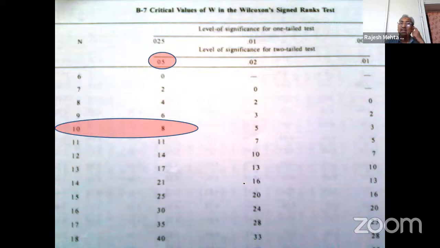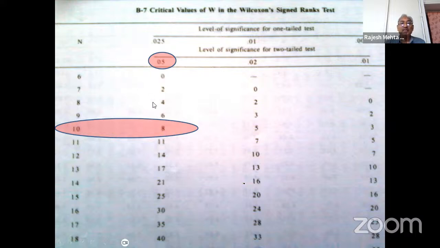Now, this is 0.05. This is 0.02, this is 0.01. Now, this is 8 over here, right? And the sample size n, here there are 10 observations. The value is 8. If it is a 5 or if it is a 3, W is 5, 3, in that case it will be highly significant. But at 0.05, 8 is the level.